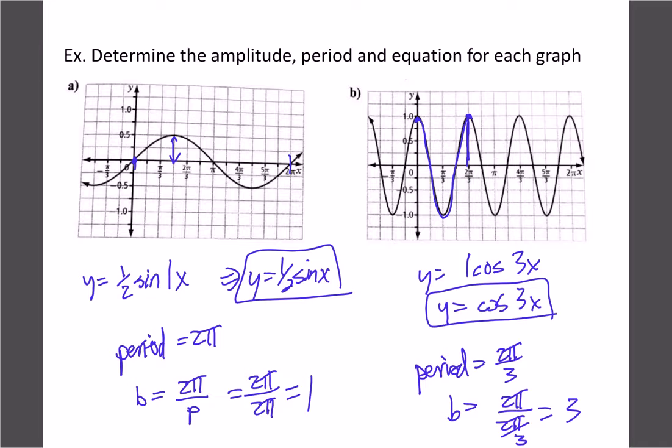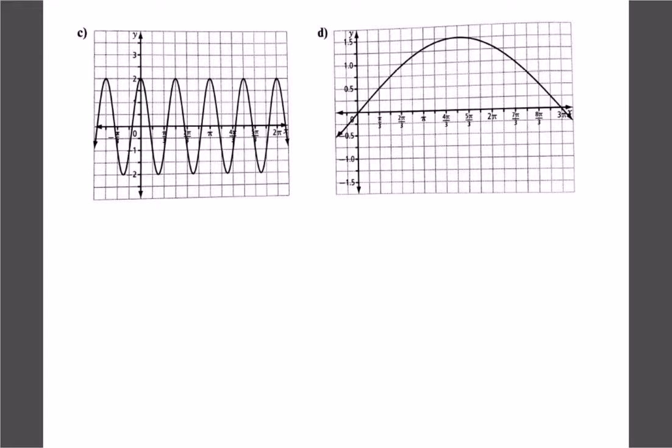So we can see that our graph is 3 times narrower, which looks right. If our original is to 2 pi, we now have a graph 3 times skinnier. And let's do a couple more.